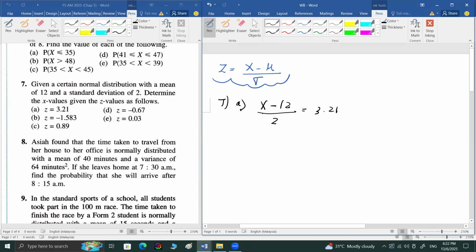Okay, so you want to find X, right? You minus mean per standard deviation, then you can get X. Okay, got it? Yeah, 18.42, yeah? So now what to do?